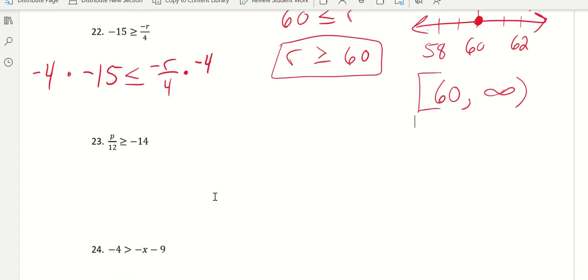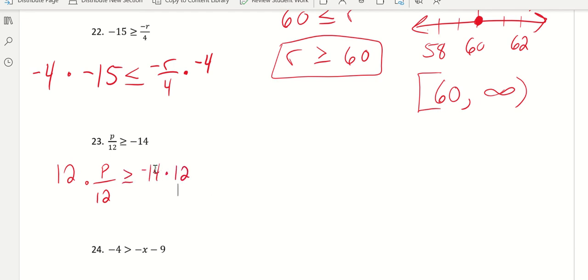Number 23. P divided by 12 is greater than or equal to negative 14. All right, well, let's not squeeze that in there. Let's rewrite it. The inverse of dividing by 12 is multiplying by 12. No flipping the sign on this one because we're multiplying by a positive number.